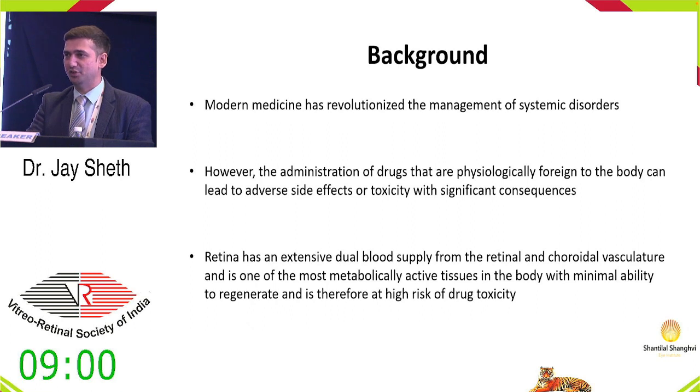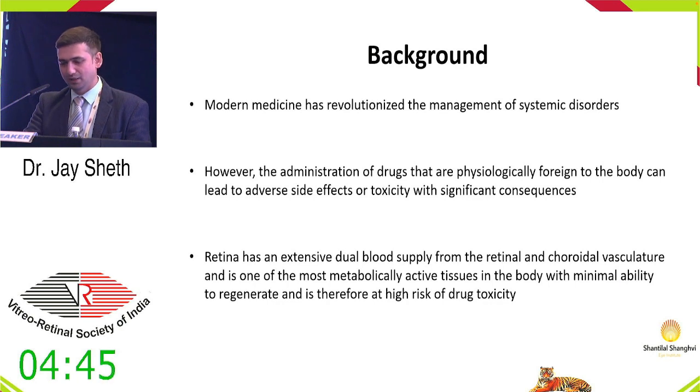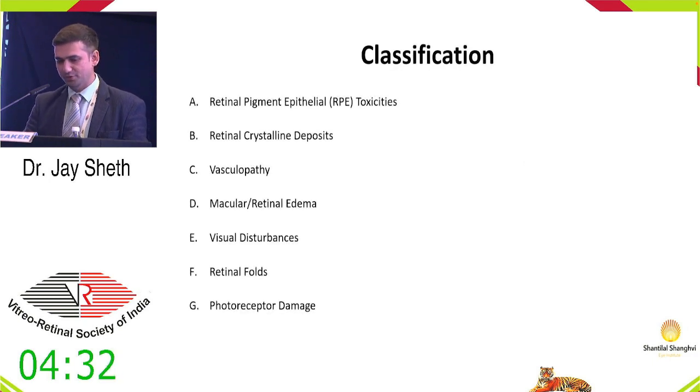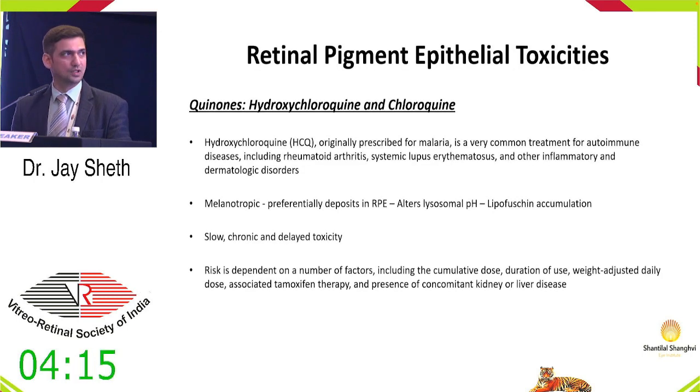Although modern medicine has revolutionized our management of systemic disorders, administering these newer drugs has led to increasing toxicities, with a variable amount of agents and involving all parts of the body. This is especially true of the retina, because it has a dual blood supply and is also highly metabolically active, which places it at a higher risk of developing these toxicities. So these toxicities to the retina can be classified based on the layer of involvement, whether RPE or photoreceptor damage, or they can have various manifestations in the form of crystalline deposits, vasculopathy, edema development, visual disturbances, as well as retinal folds. So we'll go through each of them one by one.